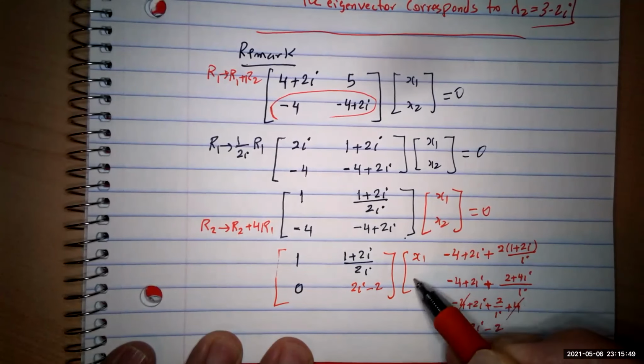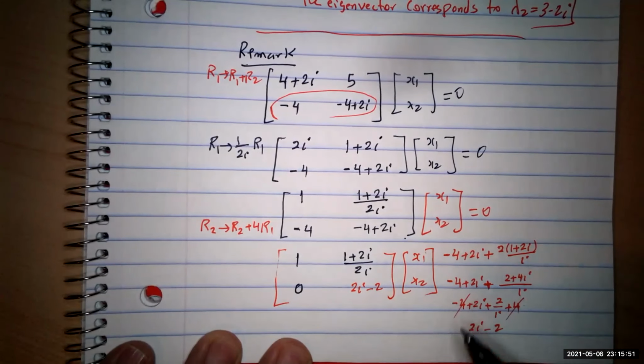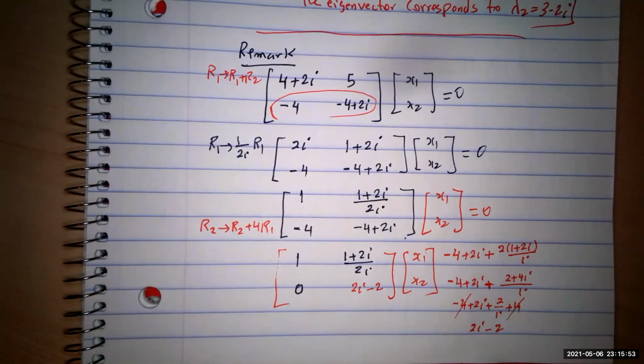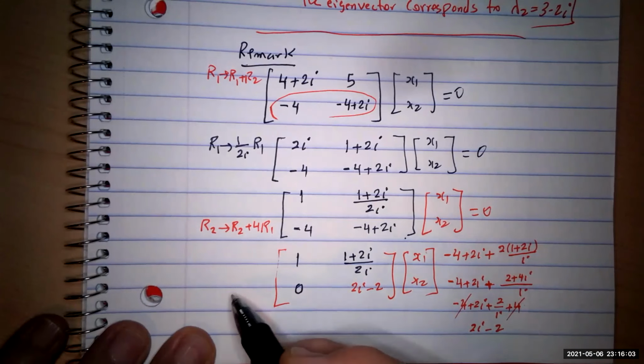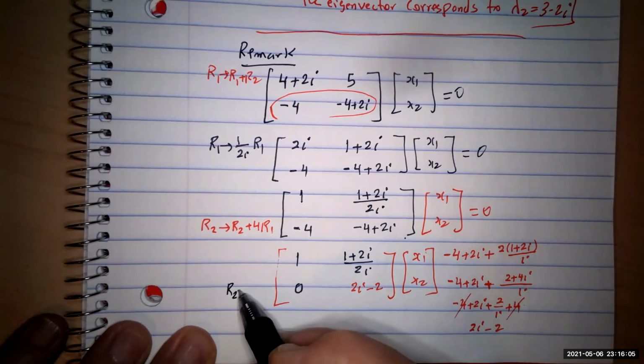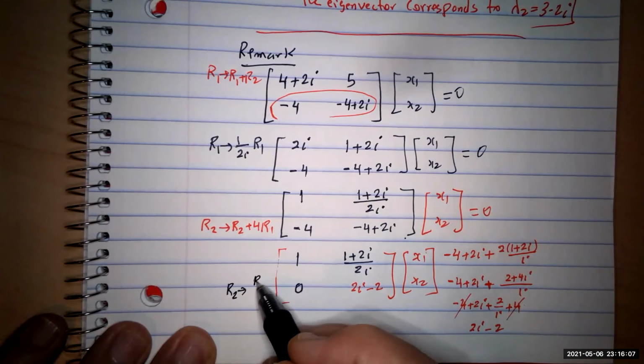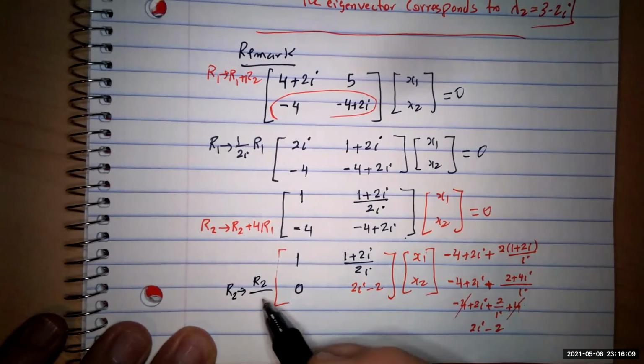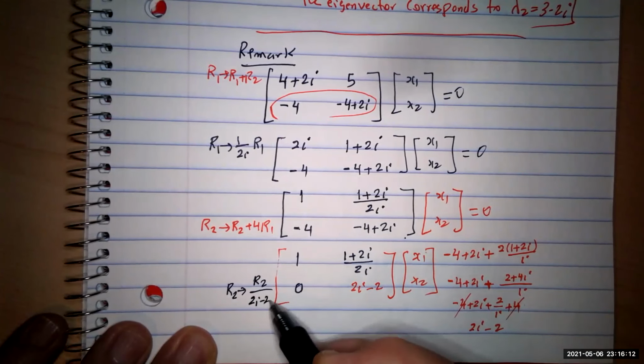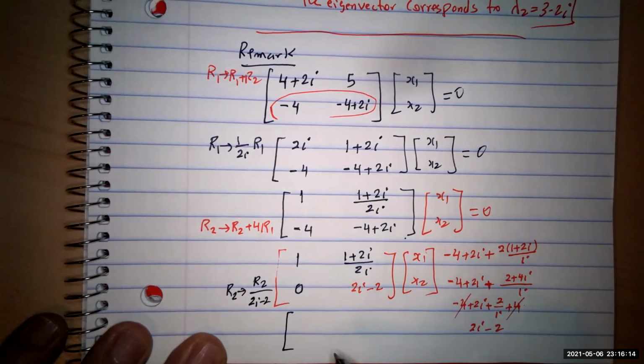You better accept that one that I talk about. You see, that's going to be 1. Then you have to make this one into the 1. To make it into the 1, you have to divide, that would be easy to divide. Okay, so that's going to be the R2. You change it into R2 divided by 2i minus 2. And eventually we get, okay, we get 1.